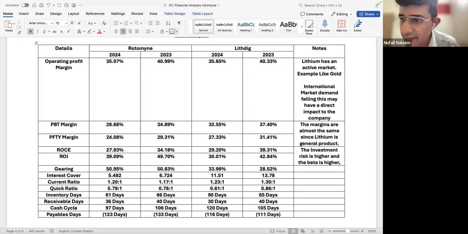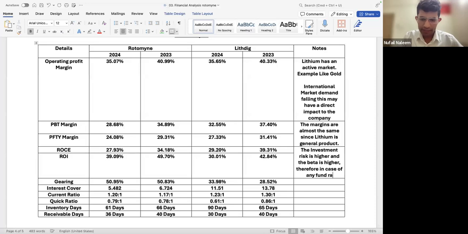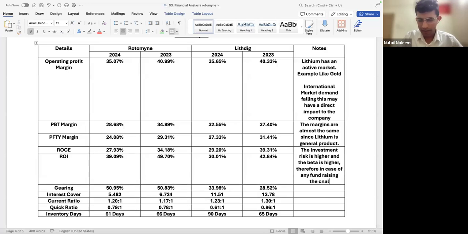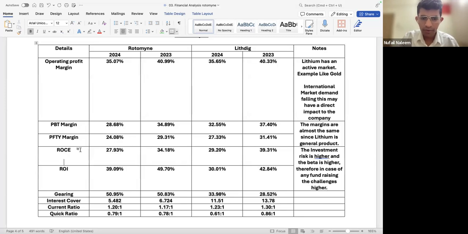There is one question every time tested in the exam: financing option. Students who have done management case study, they will effectively write the MCS answer here. Here the financial option is more towards the longer term investment. The investment risk is higher and the beta is also higher. Therefore, in case of any fundraising, the challenges will be higher. I agree, no, students, you understand what I'm saying.